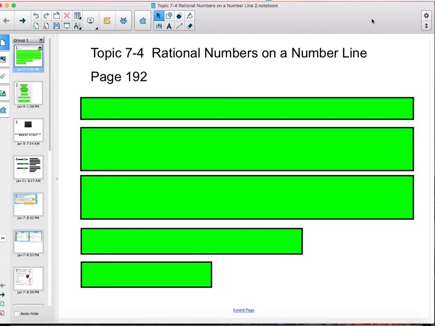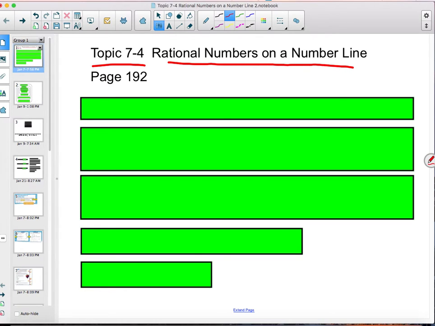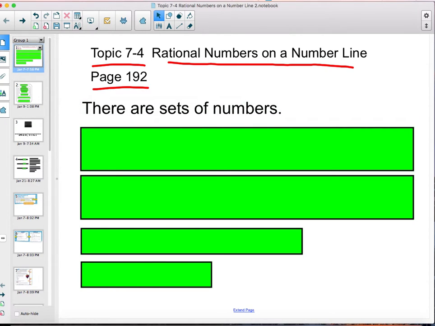Teaching lesson. Okay, I'm going to go over topic 7.4, rational numbers on the number line with you. And then tomorrow when you watch the notes, it'll give you even more information and some of the same information. That way you've gotten it at least 2 times, and some of this will start to look familiar. Okay, so right now you should be in your book on topic 7.4, rational numbers on the number line. It's page 192.